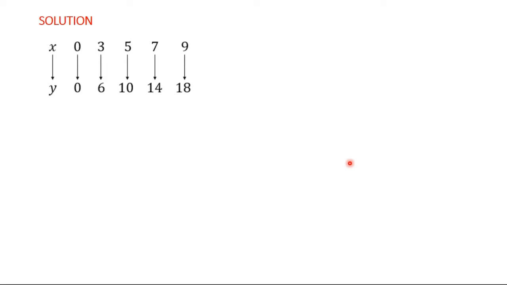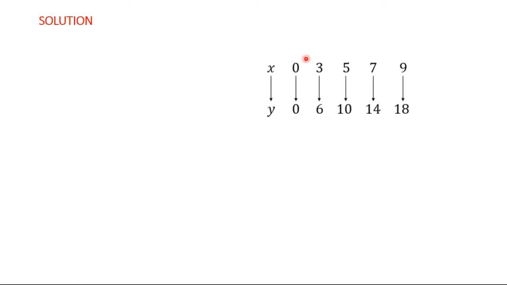So let's inspect. By inspection, if you take the first element in this image, 0 and 0, you can't draw any meaningful conclusion from 0 and 0. So let's pick the next one. We have 3 and 6. The next one, we have 5 and 10. The next, we have 7 and 14. The next, we have 9 and 18.